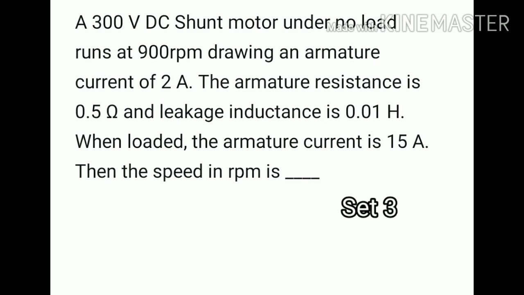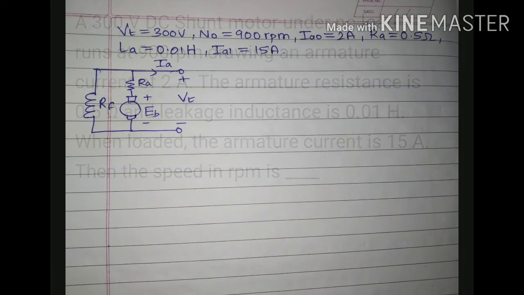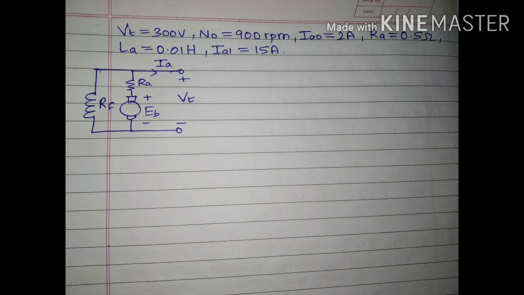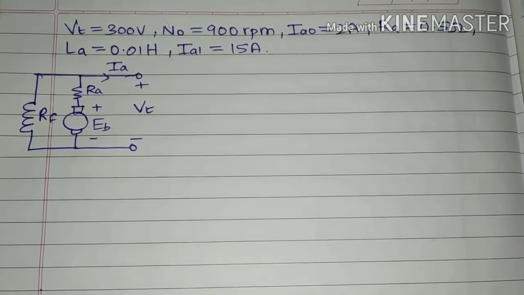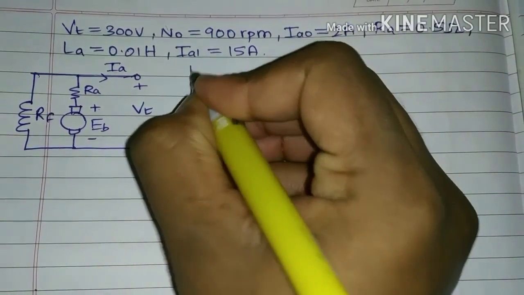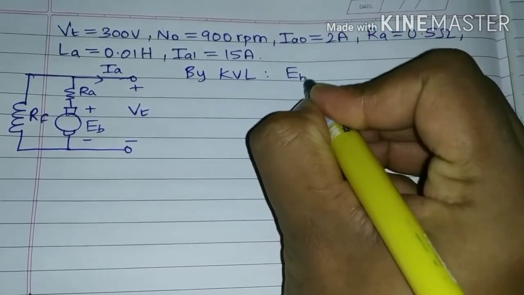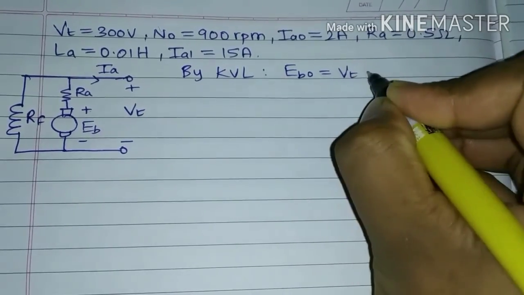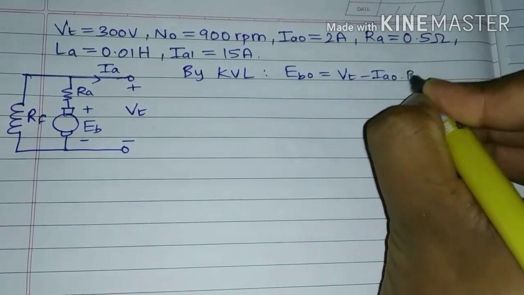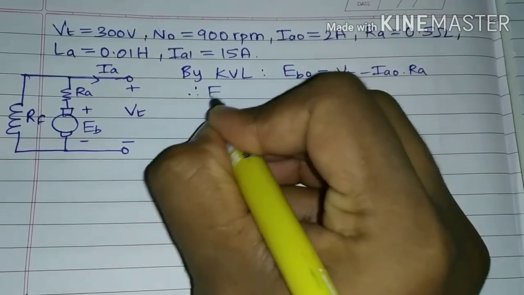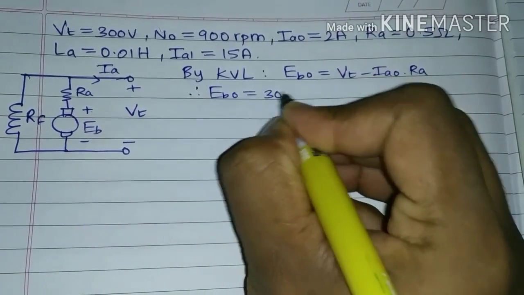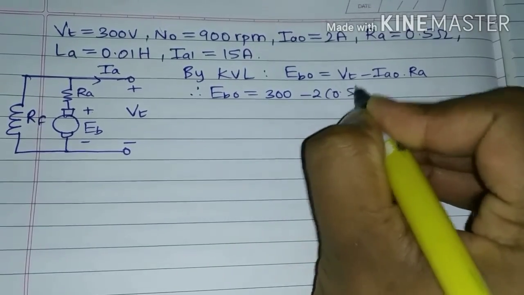In this question, we have to find out the speed during loaded condition. In this question, the terminal voltage, no load speed, no load current, armature resistance, leakage inductance and current during loaded condition are given. So by KVL, we can write that EB0 is equal to Vt minus Ia0 into Ra, where EB0 is the no load back EMF. Hence, EB0 will be equal to 300 minus 2 into 0.5, which is equal to 299 volts.